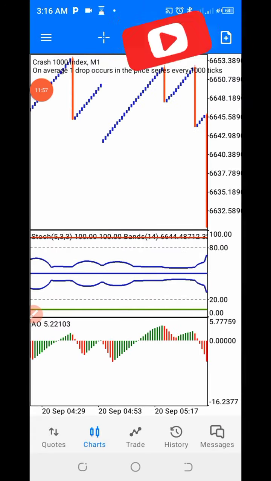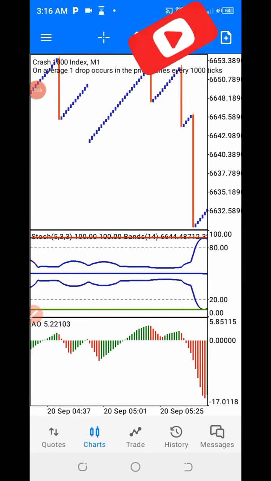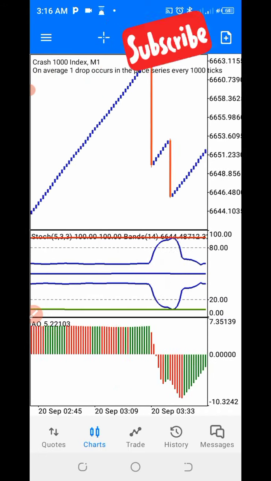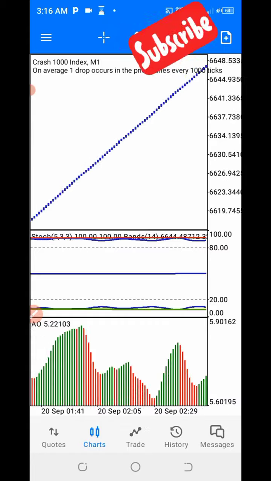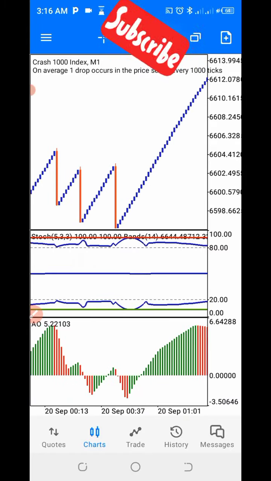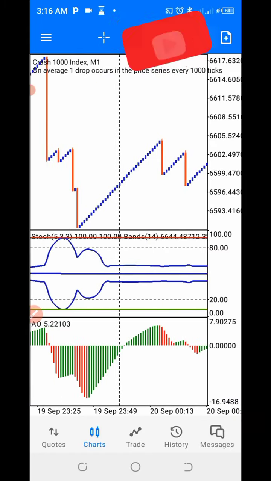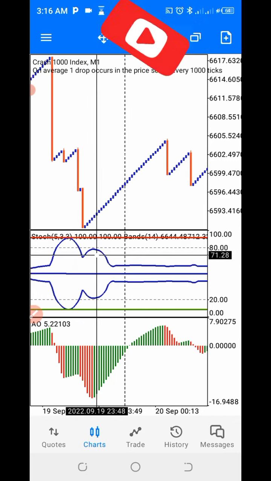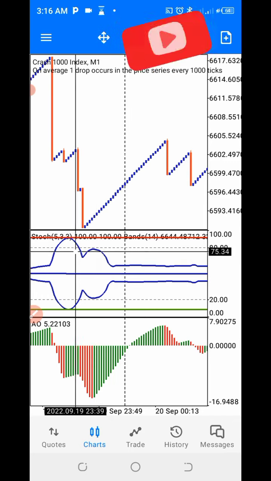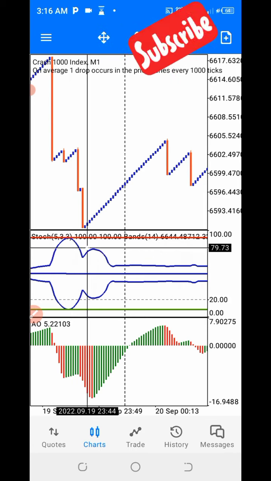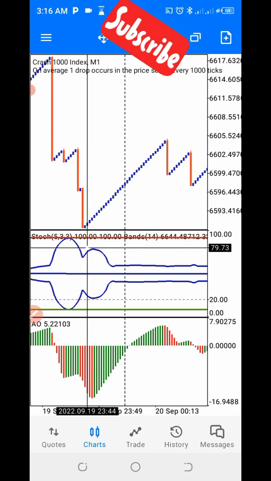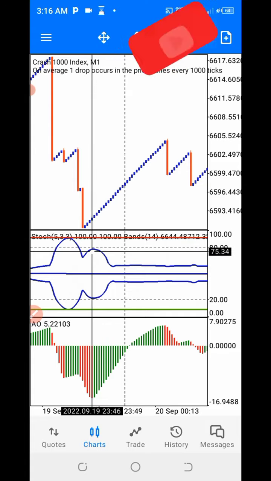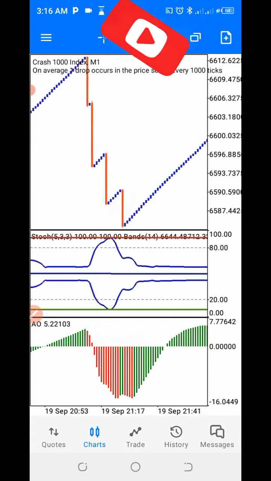This is another example here. There are many examples, as many as possible. All you need to do is wait for the setup. Wait for the condition to play out.